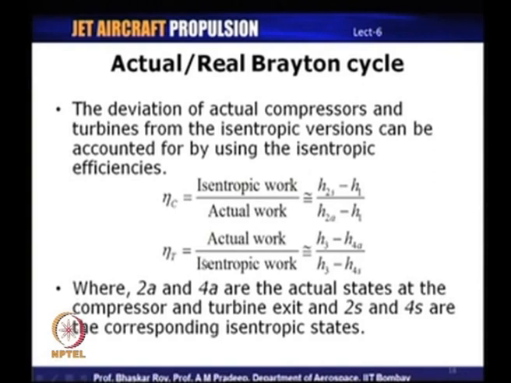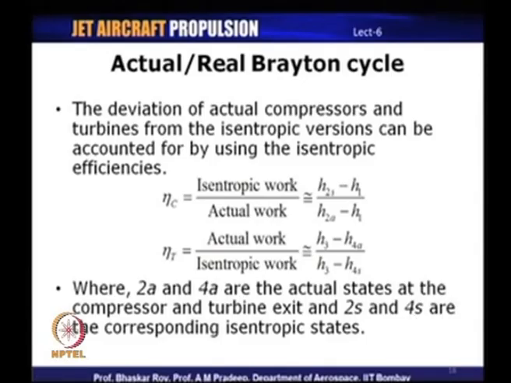For the turbine, the efficiency would be equal to actual work by isentropic work, which is equal to H3 minus H4a, the actual work or enthalpy at the end of the expansion process at state 4a, divided by H3 minus H4s, which is the enthalpy at state 4 for the isentropic process. So, here 2a and 4a represent the actual states, corresponding to the compressor and the turbine exit, and 2s and 4s are those corresponding to the isentropic states.